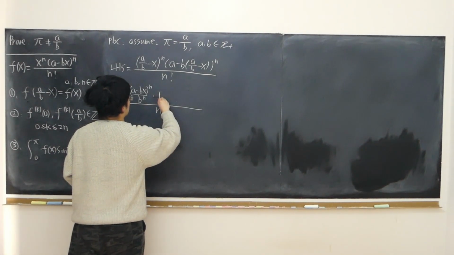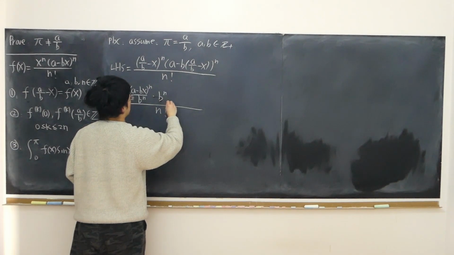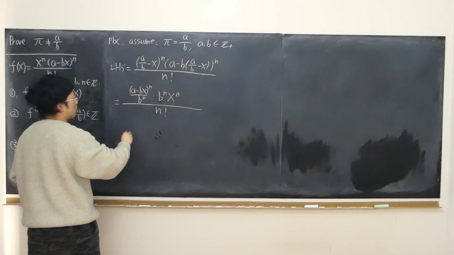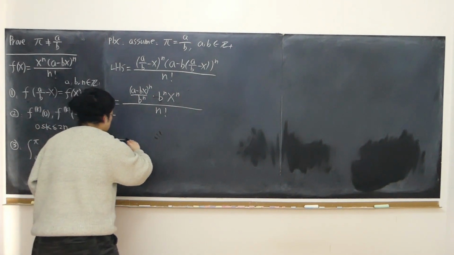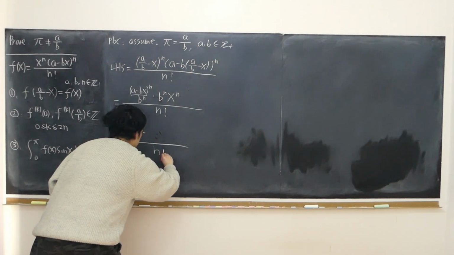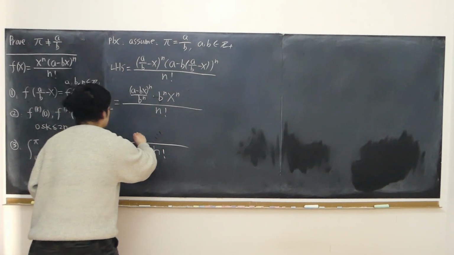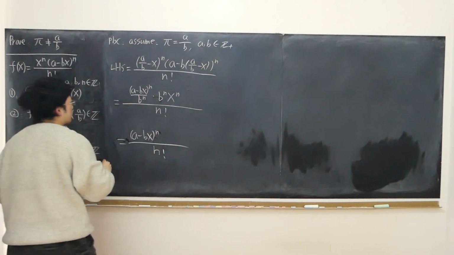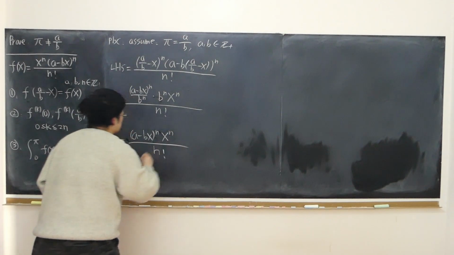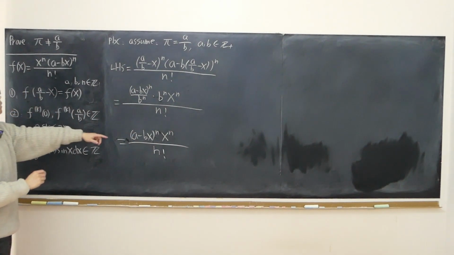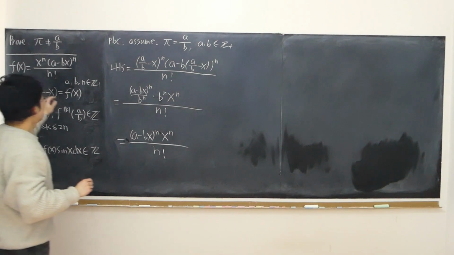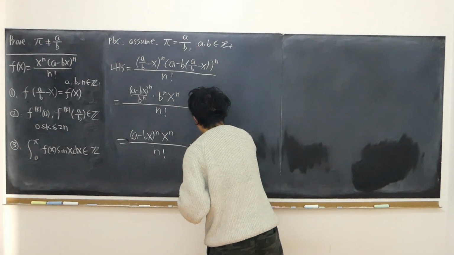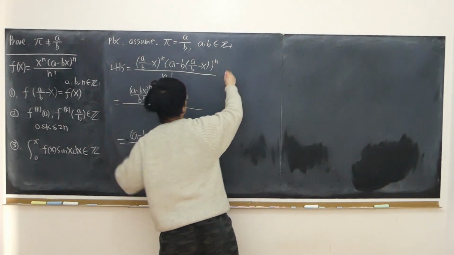And again, we distribute the power. b to the power of n, x to the power of n. And b to the power n, b to the power n just cancel out. That is equal to n factorial times (a minus bx) to the power of n times x to the power of n. That is indeed f of x, indeed equal to the right-hand side. So the first lemma is proven.